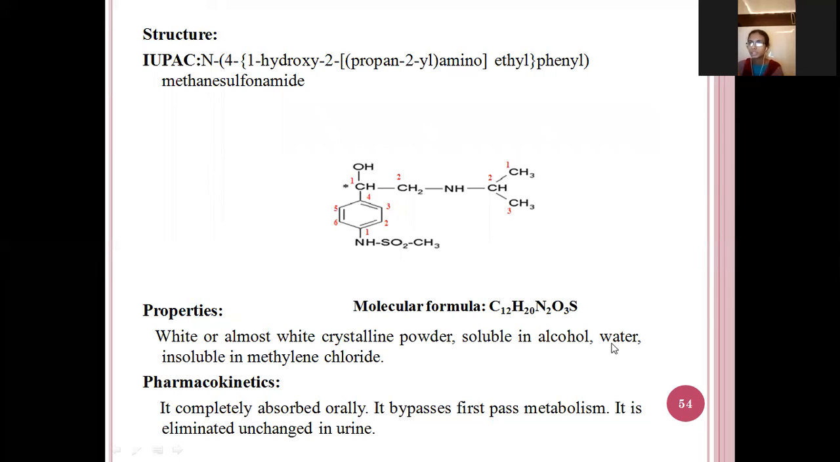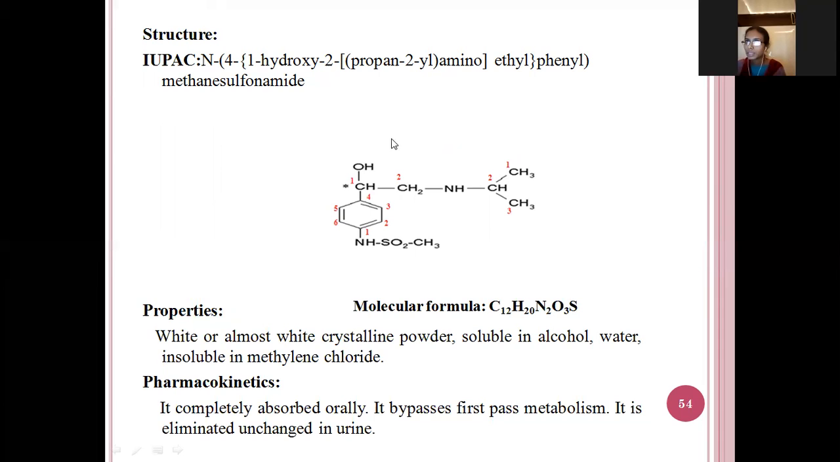So this is the structure, and this is the IUPAC name: N-[4-[1-hydroxy-2-(propan-2-ylamino)ethyl]phenyl]methanesulfonamide.